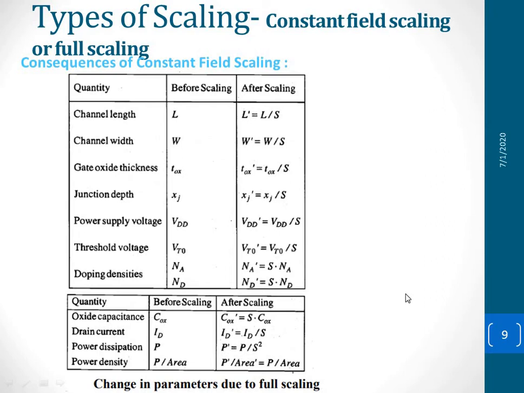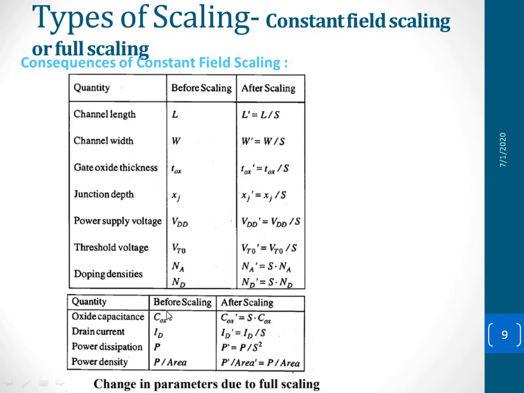So you can see the consequences of constant field scaling. The channel length is scaled L by S, channel width scaled W by S, gate oxide is scaled TOX by S, junction depth is scaled, power supply voltage VDD, suppose if it was 5 volts, the scaling factor is 2, 5 by 2, depends. Threshold voltage is also scaled, doping densities are also scaled.